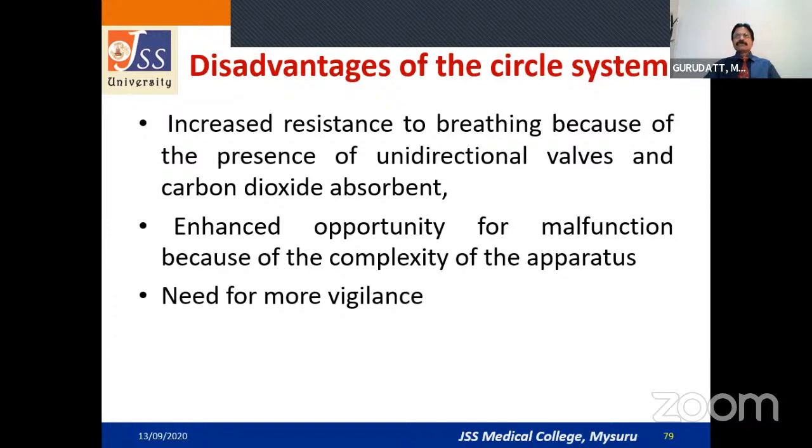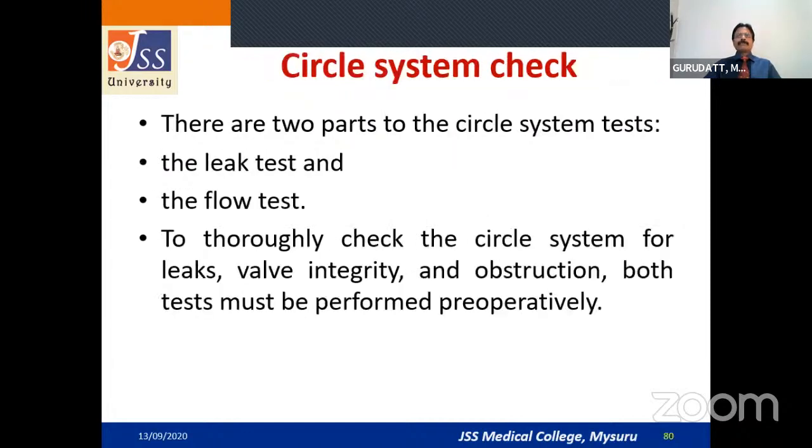And lastly, the circle system check, because Dr. Anish was discussing the apparatus check. Before actually using the circle system, it is always better to check it for every patient. These are very simple tests, mainly to check whether there is any leak or any obstruction to the flow. That's why these tests are called the leak test and the flow test. So you have to thoroughly check before you start your case.